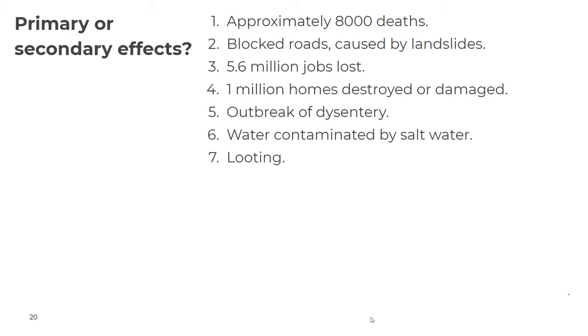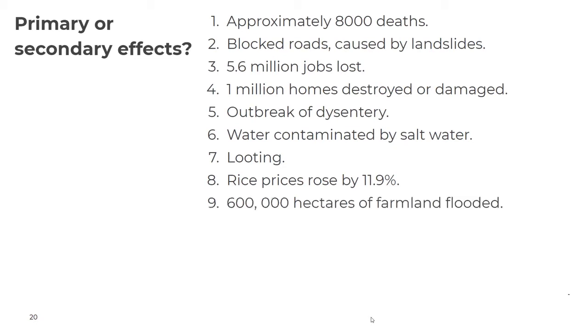Number 7. Looting. This is where people will take or steal items that don't belong to them. Number 8. Rice prices rose by 11.9%. Primary or secondary? Number 9. 600,000 hectares of farmland flooded. Primary or secondary?